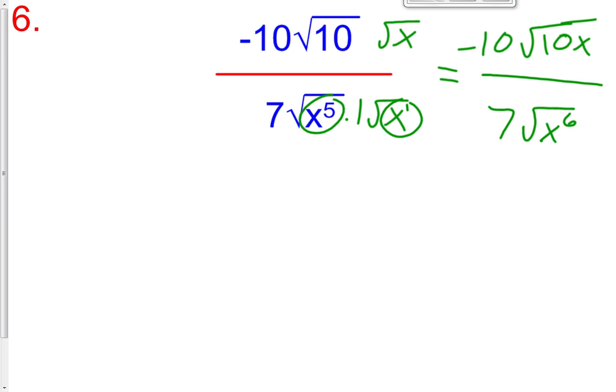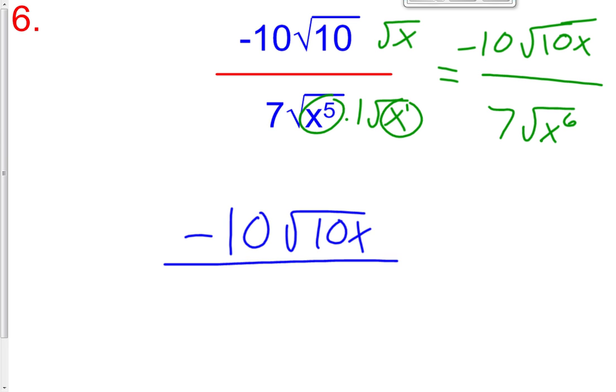All right, let's finish this one through. In the numerator, I can't simplify anything further. I can't reduce the square root of 10 in any way, shape, or form. So in the numerator, I'm just left with a negative 10 square root 10x. In the denominator, I can take the square root of x to the sixth. I simply divide by 2, and I get x to the third, because 6 divided by 2 is 3. So I still have a 7 outside the radical, and now I have an x cubed, and there's no more radical in the bottom. I have successfully rationalized my denominator.